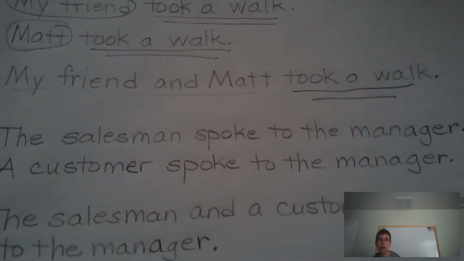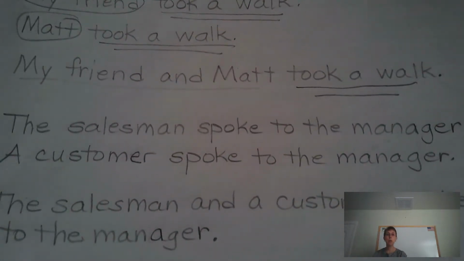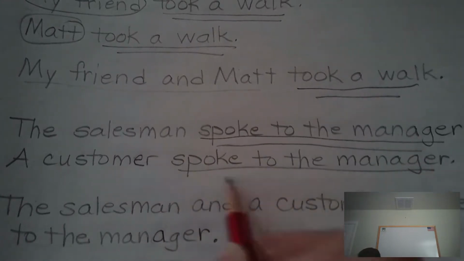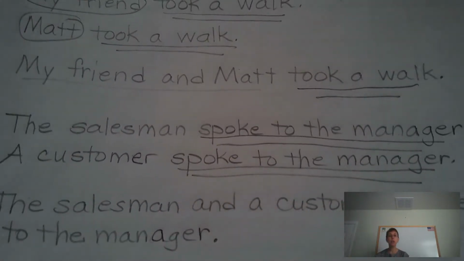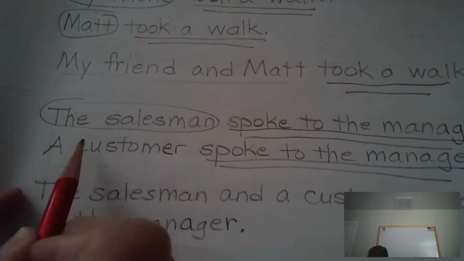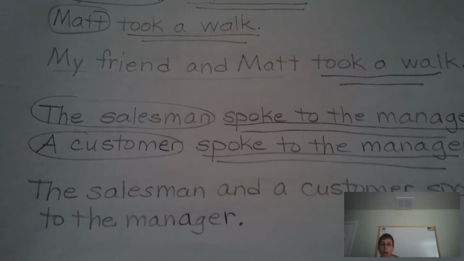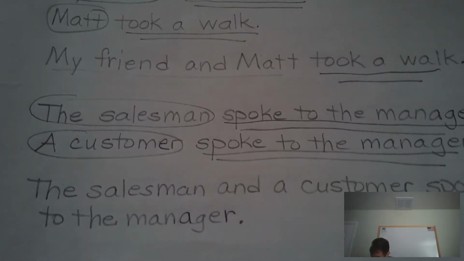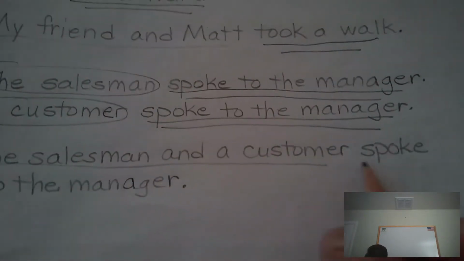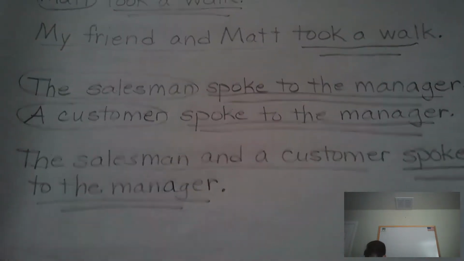The next example I have is: the salesman spoke to the manager. A customer spoke to the manager. Again, the first thing you need to notice is that the predicates are the same. Spoke to the manager, spoke to the manager. Because those predicates are the same, we are able to take our subjects, the salesman and a customer, and combine them and create a compound sentence: the salesman and a customer spoke to the manager.